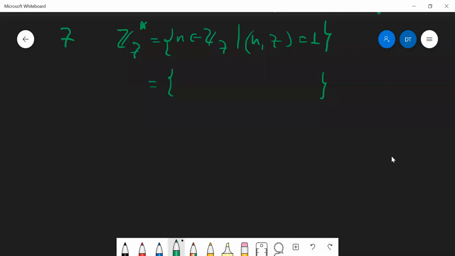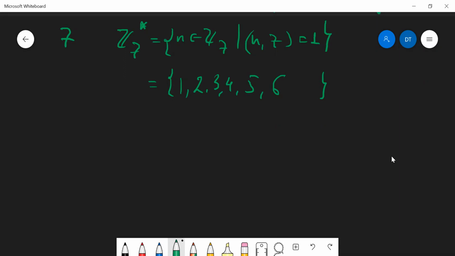2, 3, 4, 5. Again, 2, 3, 4, 5? Yes, 6. 2, 3, 4, 5, and 6 also. And 1. Not 7, but 6. Sorry, that was by accident. And 1. Yes, all non-zero numbers.